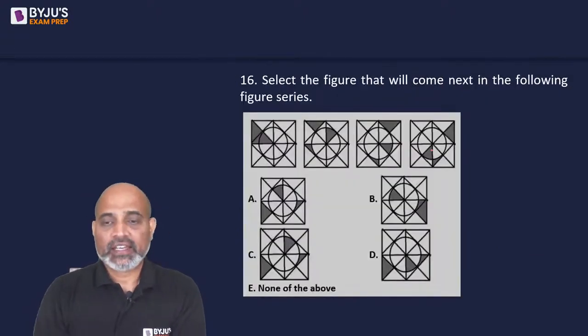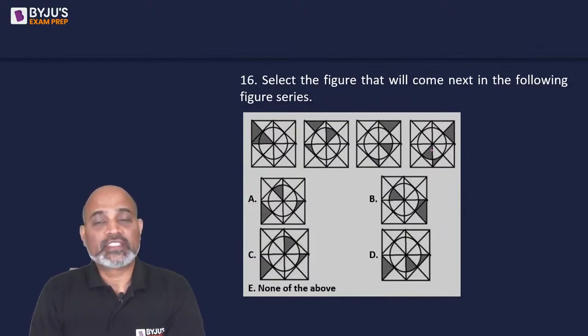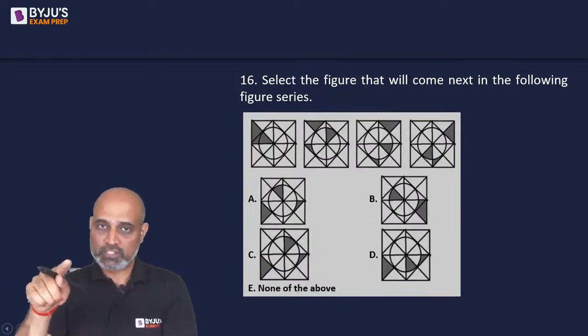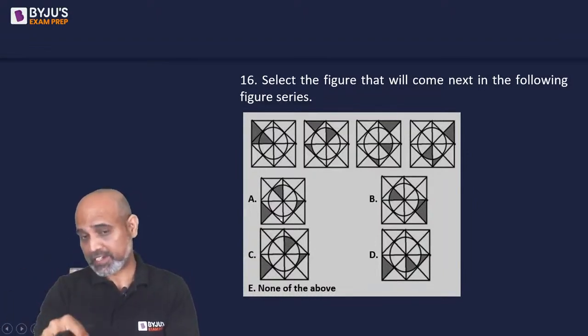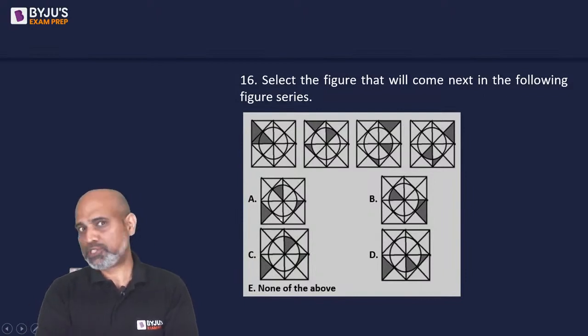Okay. Next one. Select the figure that will come next in the following series. So we have the original square, the major figure. Then we have the square formed by joining the midpoints of the side of that square. Then we have a circle inside it. Then we have the diagonals of both the squares drawn. Then we have some shade.